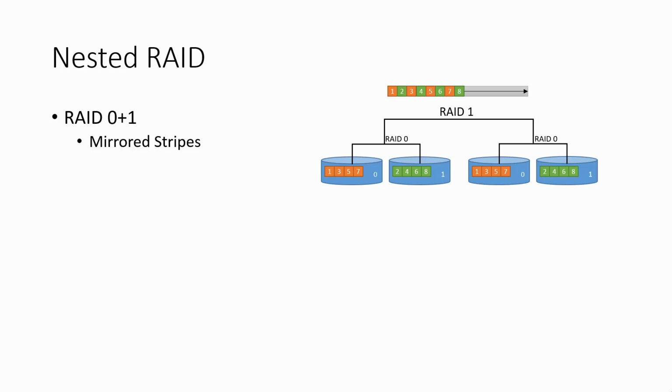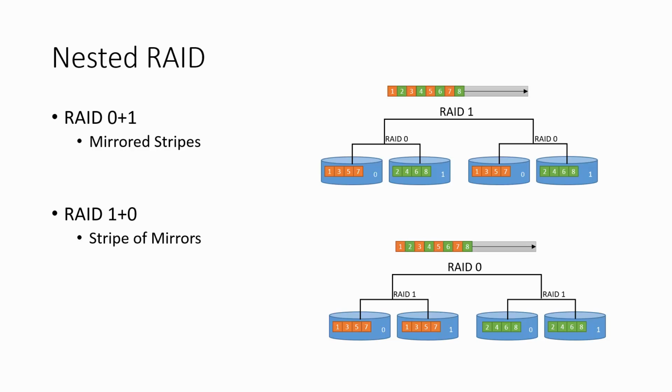However, as you may notice, you're using a lot more disks. You could also do the opposite, which is RAID 1 plus 0, and this is the idea of a stripe of mirrors, which is pretty much the opposite. So you have a RAID 1 mirror set, and then you stripe them across in RAID 0 fashion at the higher level.